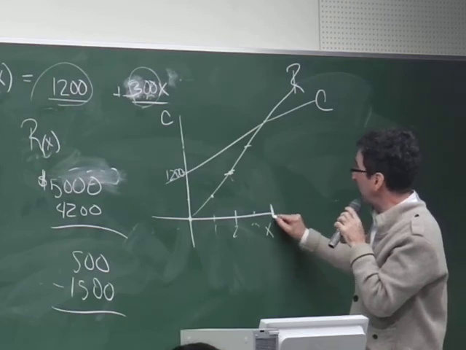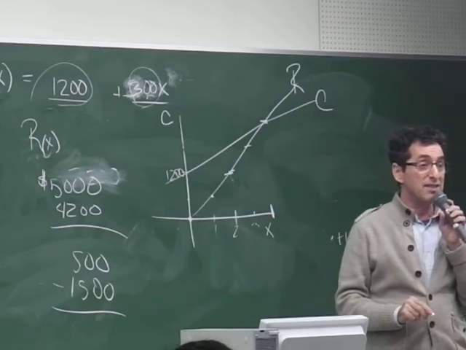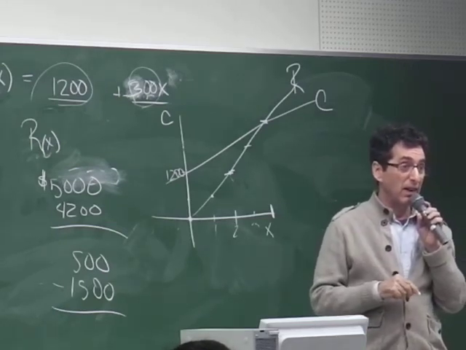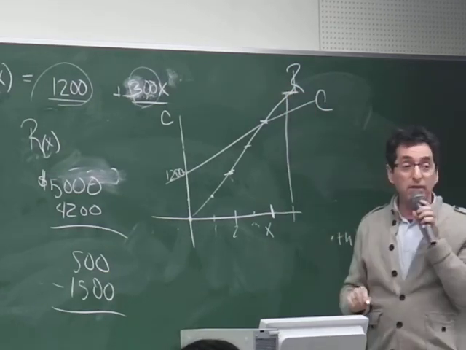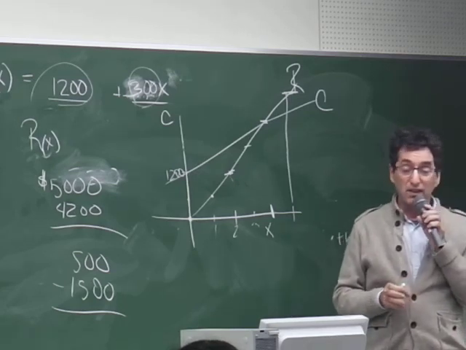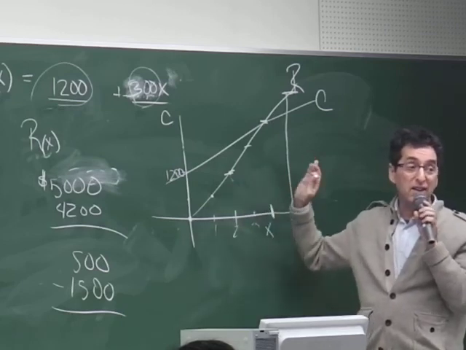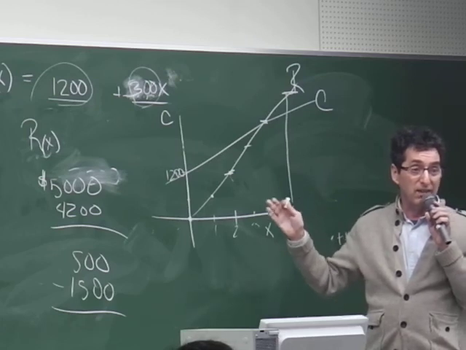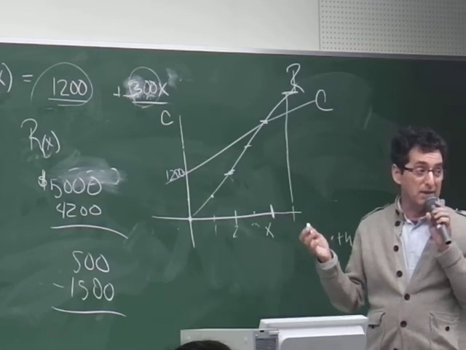Finally, when I get to here, what happens? My revenue and my cost are the same. I didn't lose money and I didn't make money. And then when I go beyond that, the revenue is higher than the cost and you made money. You made a profit. Now this is a very simplified picture where everything is linear. But in the real world, things aren't linear. Things don't work that simply.